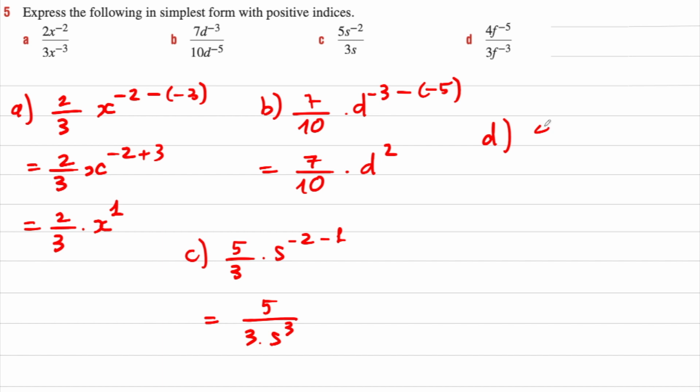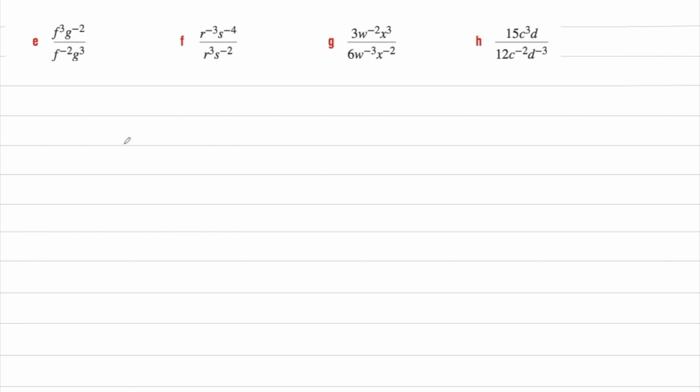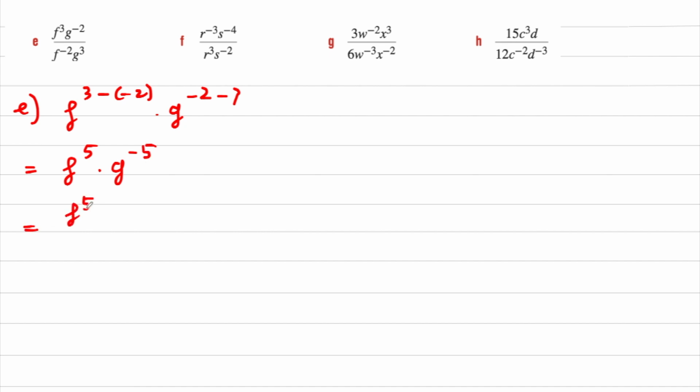Question D, 4 over 3 f, minus 5 minus 3 minus 2, f to the power of minus 2, and then 4 over 3 f squared. 4 over 3 f squared. Yeah. Go on for question E here. For question E, you got f 3 minus 2, g minus 2 minus 3, and then f to the power of 5 and g to the power of negative 5. f to the power of 5 divided by g to the power of 5, this one.